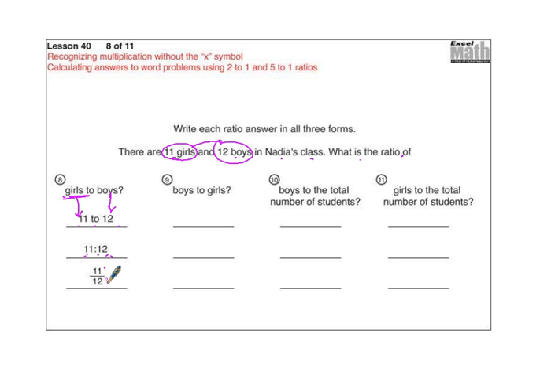Let's do number 9 together. It says boys to girls. Well, we have 12 boys to 11 girls. So you write 12 to 11, 12:11, or 12 over 11. It's okay to have an improper fraction when it is a ratio or a proportion. All right, pause the video, do 10 and 11, turn it back on when you're ready to see the solution.